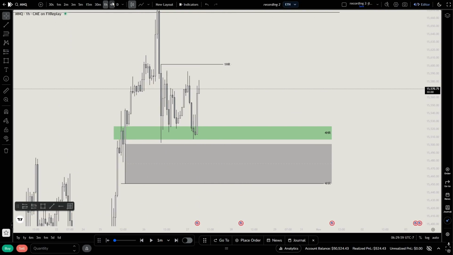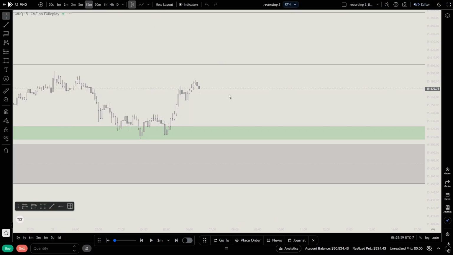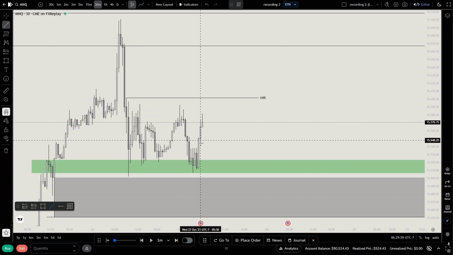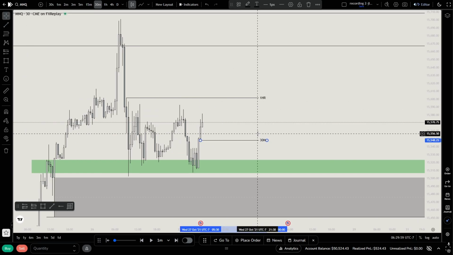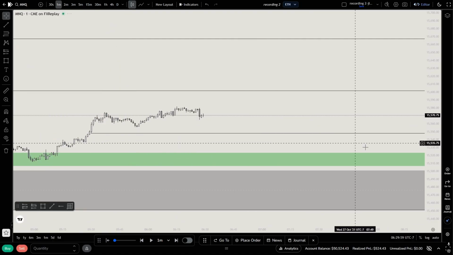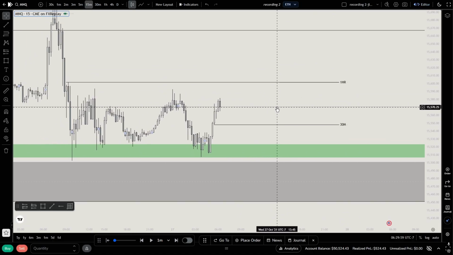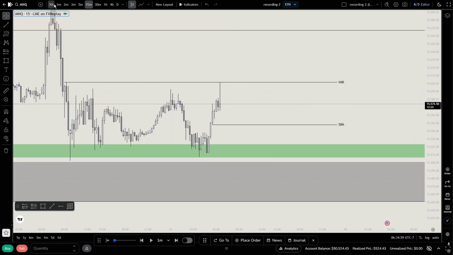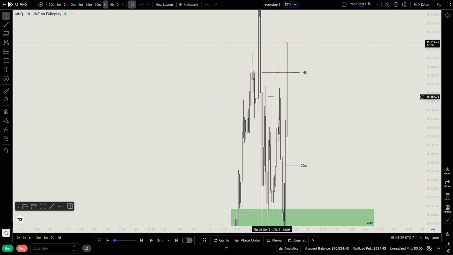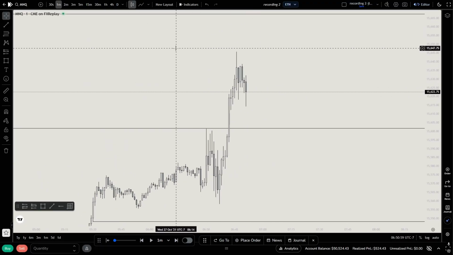Right now we're chopping around, so I would like to see something happen first. We also have a 30-minute below right here. Either we could take this 30-minute or this hourly. I don't know. Whichever gets taken first, we could look for the opposite of it. So let's look at the 15-minute. Looks like we barely edged the highs of the 1-minute. We've touched the hourly. See what happens. Seems like we're chopping around right now.